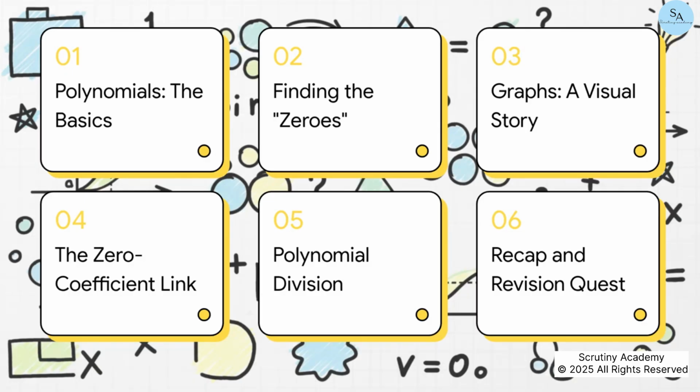We're going to start with the absolute basics. Then we'll go on a hunt for these things called zeros. After that, we'll see what they actually look like on a graph, uncover a super important link between zeros and coefficients, you'll need that for your exams, then we'll make polynomial division easy, and finally, we'll wrap it all up with a revision quest to make sure you've got it down. You ready? Let's jump right in.